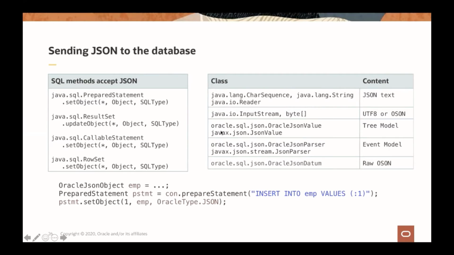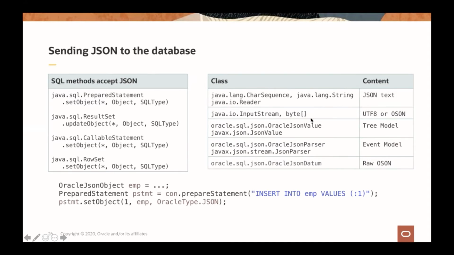This is showing here the different types of values that you can pass into the second argument. So you can pass in a string, a JSON text as a string, or a reader, or you can pass in a sequence of bytes, either an input stream or a byte array. And these byte arrays and input streams can either be a UTF-8 encoded JSON, or it can be an Oson, a raw Oson value. And the driver is able to sniff that out and distinguish which it is and do the right thing.